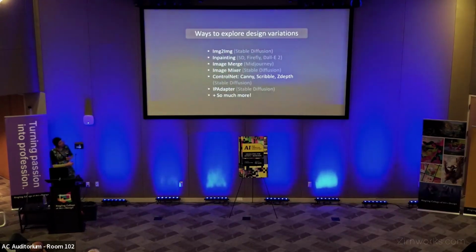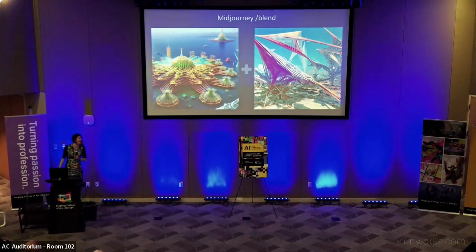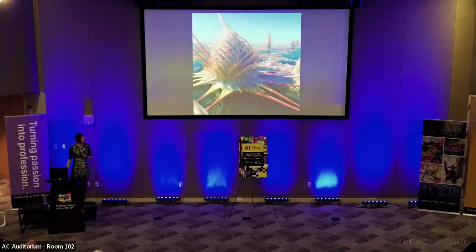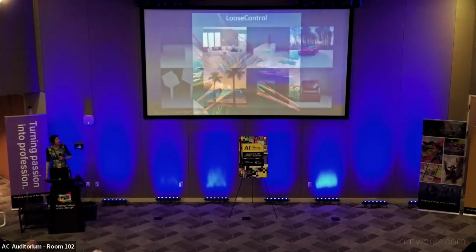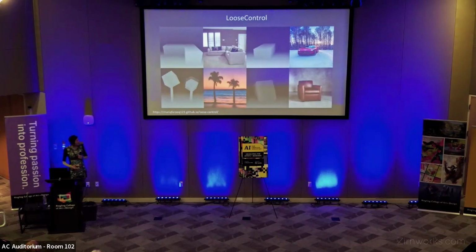So there's a bunch of different ways to explore design variations. One of the ones I didn't mention yet, but can show, is that you can mix images together. I know Midjourney does this. You can do this in Stable Diffusion. Pretty much anything Midjourney does, you can do it better in Stable Diffusion. But here's an example of kind of blending two forms together. And so that's pretty neat. There's an interesting control net called loose control that allows you to basically just move boxes around and choose and influence the composition based on that. So you can kind of see that's pretty neat. So yeah, it's worth watching that space.